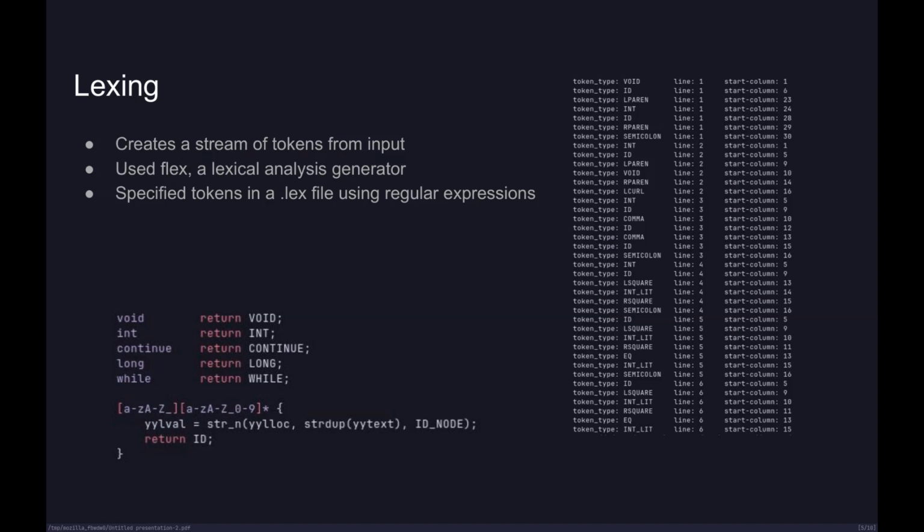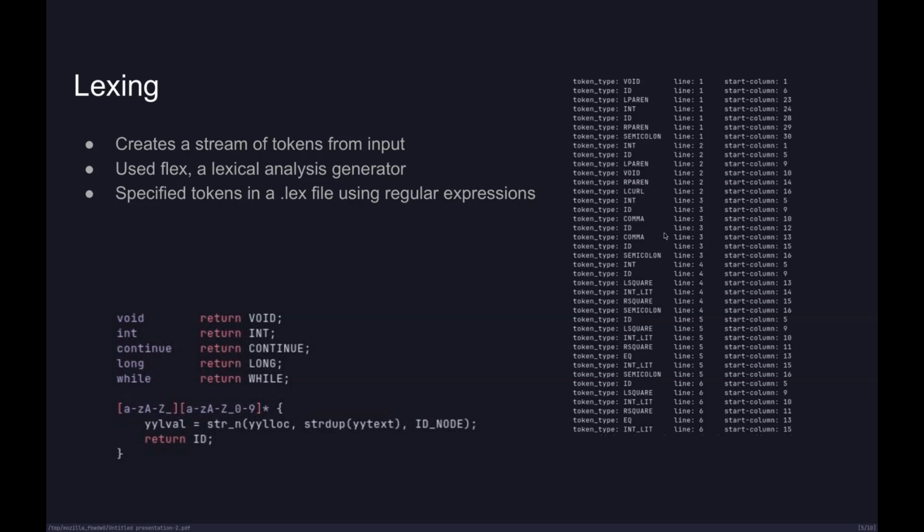Okay, so first lexing. This creates a stream of tokens from our input, and for this I use Flex, which is an open source lexical analysis generator based on Lex. And you specify tokens in a Lex file using regular expressions. So if you look here on the bottom, this is just a screenshot from my .lex file. And on the left, you'll see I have regular expressions, which define tokens. And on the right, I have code, which is associated with each regular expression. So first, I just have some basic ones, which just return identifiers for the token. And then on the bottom, I have a slightly more complex one for identifiers. And on the right, you can see what a program might look like after this stage.